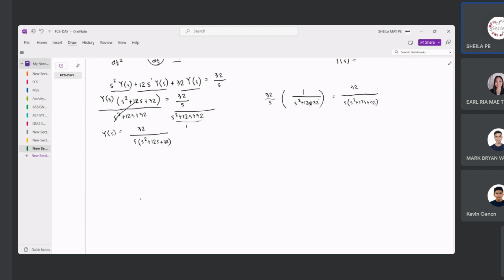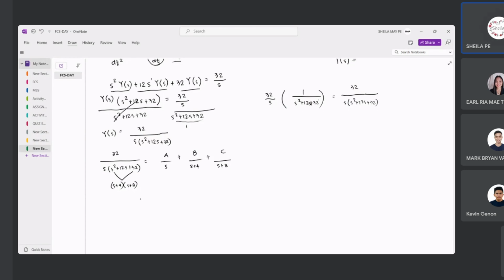Therefore, you can have the two factors there. So that's 32, s squared plus 12s plus 32. It has three factors, which is s, and the factors for this one are s plus 4 and s plus 8. So that's the factor for our trinomial. So we have here A, B, C.